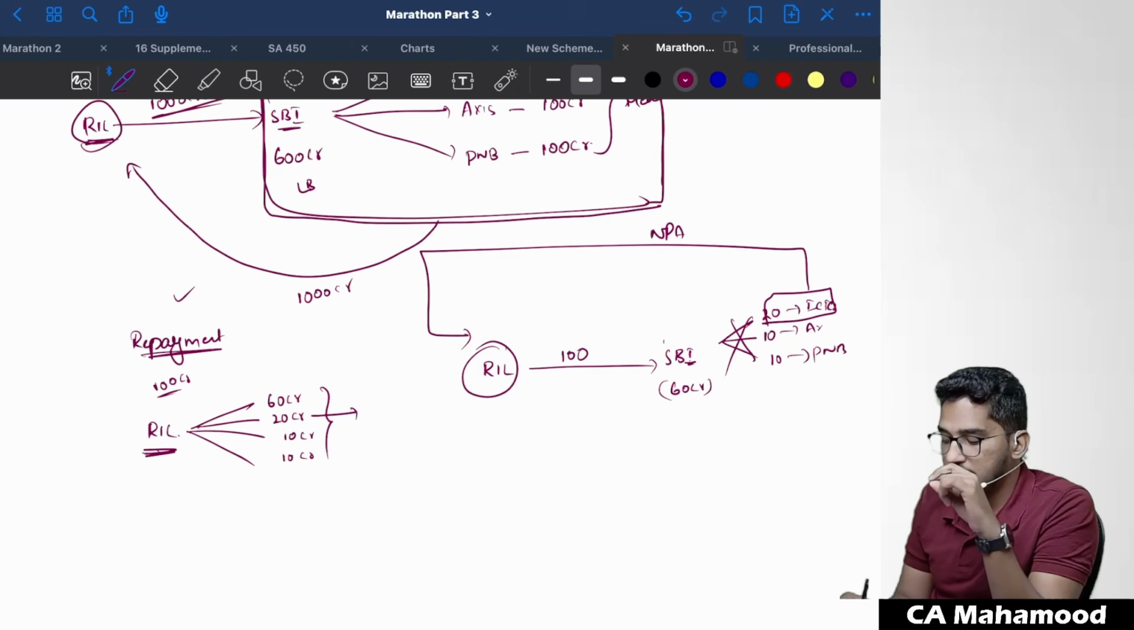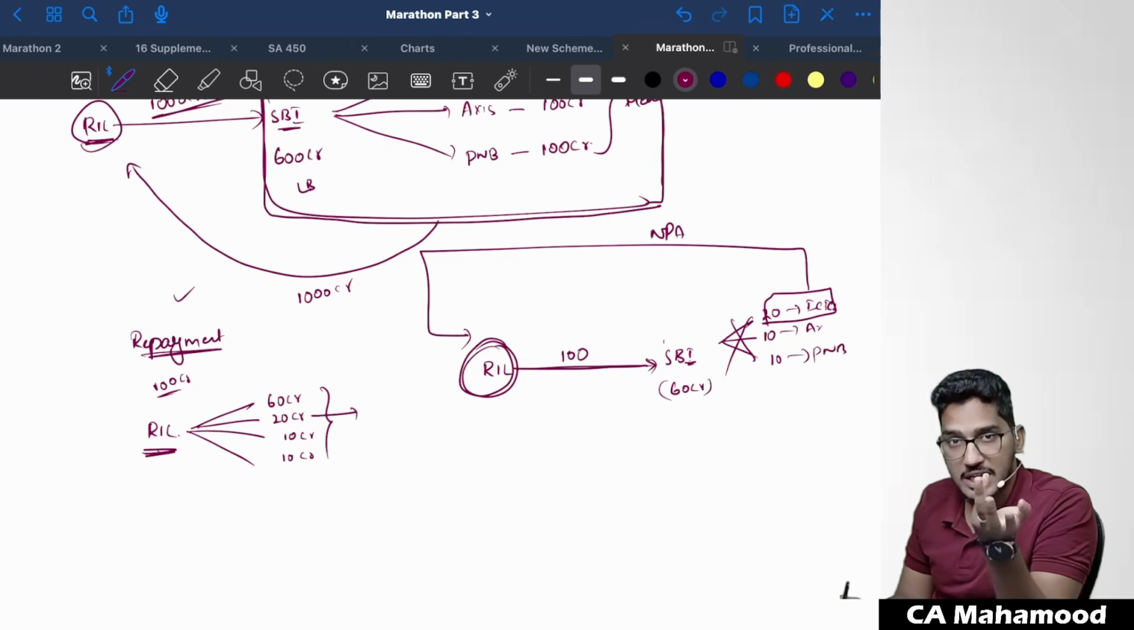But do you think there is a mistake by Reliance here? No. Without any fault of theirs, they have made the payment of 100 crores to SBI. Whose default is it? The lead bank's default. But even because of the lead bank's default, the customer's account is unnecessarily getting classified as NPA.